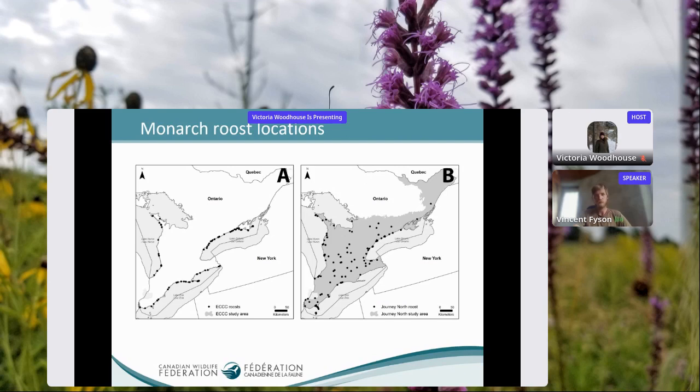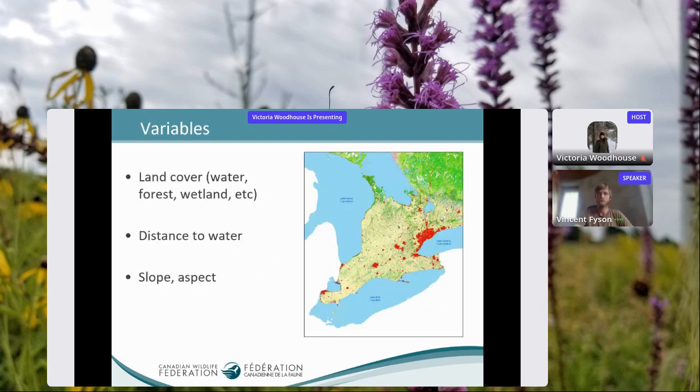The first data set was from Environment and Climate Change Canada, and they had some targeted roost surveys along the Great Lakes shorelines over the past few years. So the study area for that model was a 2 kilometer buffer of the Great Lakes shorelines in Ontario. And then the second data set is the Journey North citizen science data set. So they've been collecting roost observations from citizen science observers for the past 15 or close to 20 years now. And so our study area for that is roughly the extent of the mixed wood plains in southern Ontario. Next slide, please.